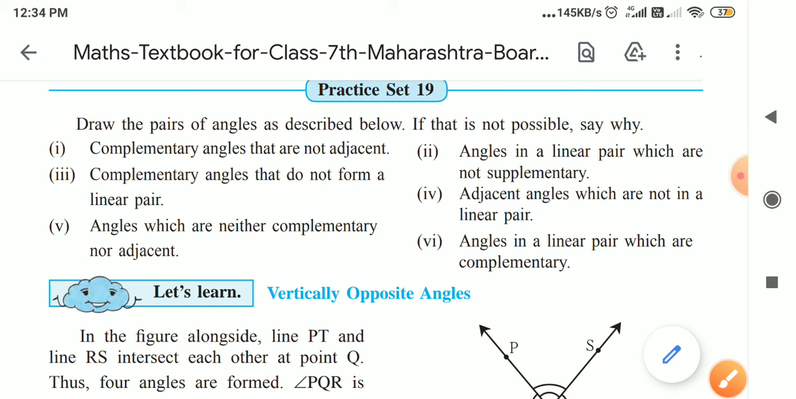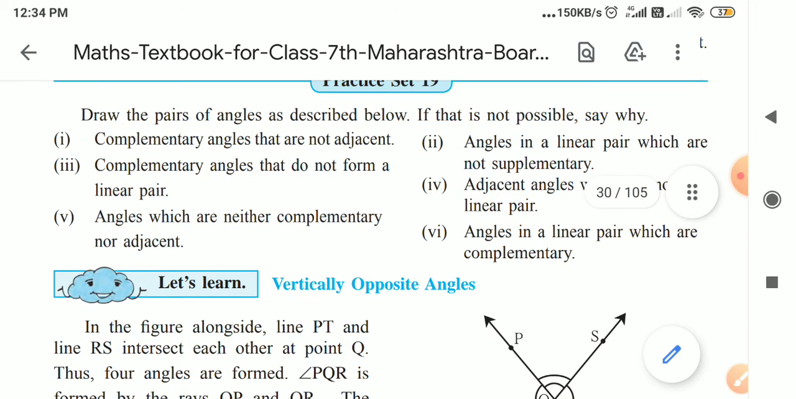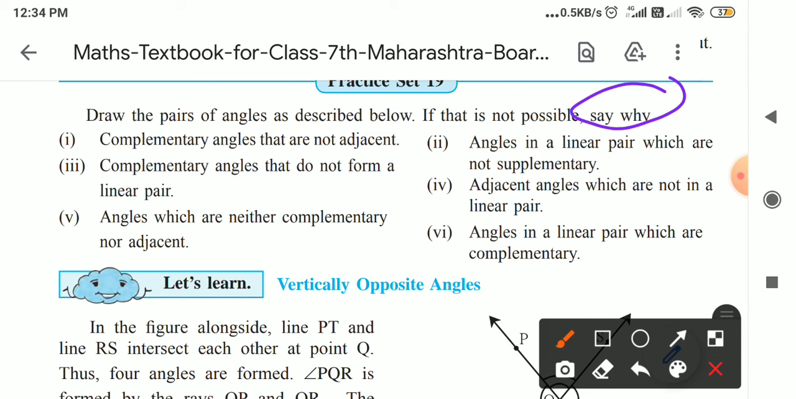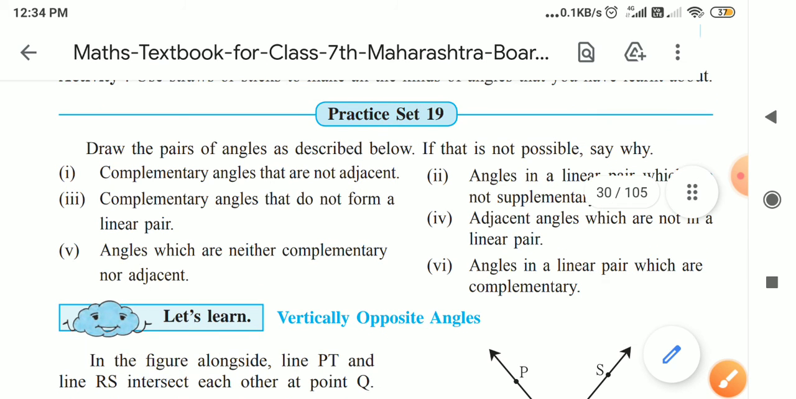In this way, for each question we have to draw the figure and tally that property with the statement. If it is correct, no problem, you just draw the figure and write that it is possible. If it is not possible, then you have to write the reason why it is not possible, and for that you have to use the definitions given in our lesson: adjacent angles, complementary angles, supplementary angles. Keep that in mind and solve practice set number 19.